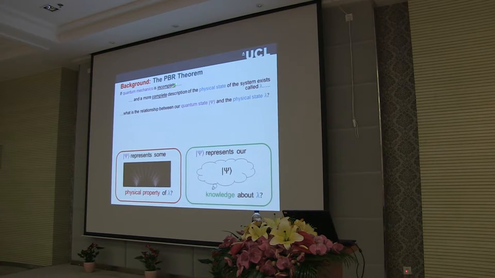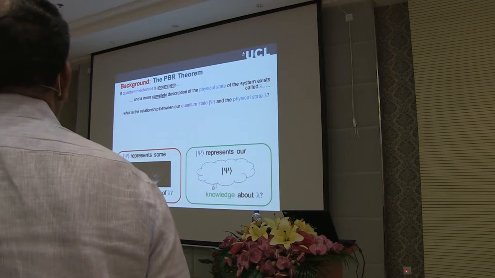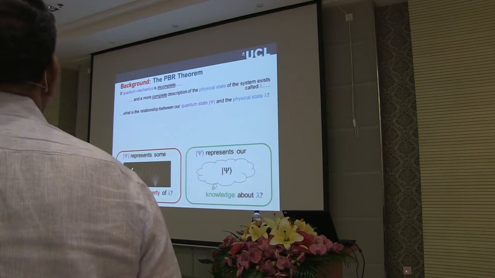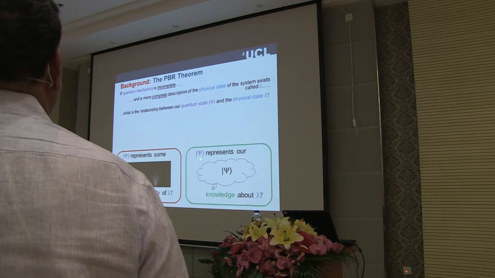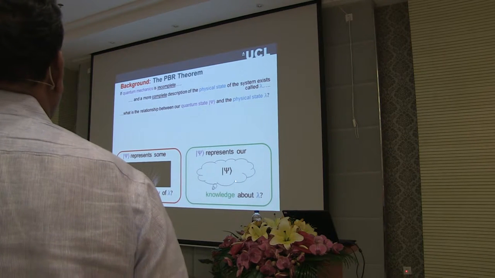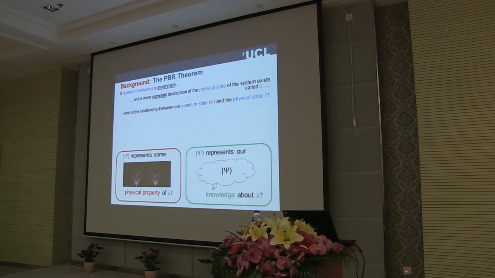They're thinking whether there is a more complete description of the physical state of the system that exists, called lambda. And then what is the relationship between the quantum state psi, the good old quantum state psi, and this physical state lambda. Let's say here is this physical state. Psi represents some physical property of lambda, and this psi kind of represents our knowledge about lambda. So psi is only an incomplete knowledge that we have. The quantum state is only an incomplete knowledge that we have about the actual physical state.